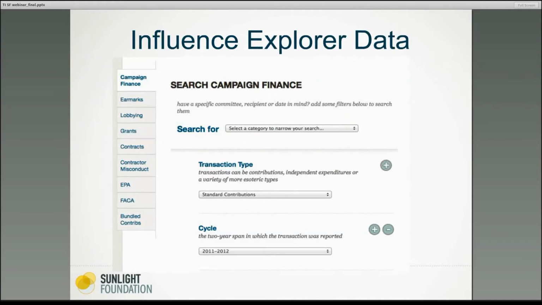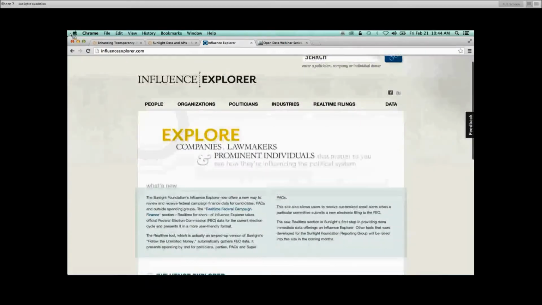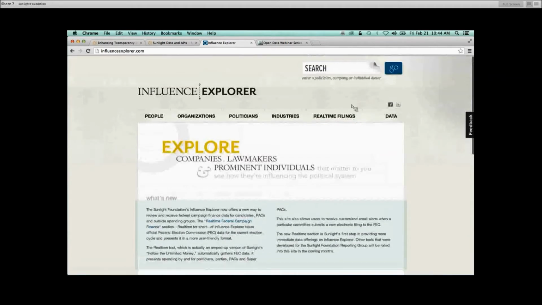As I was saying, you can download the data, and this is just an example of how you're able to do that. And I think the most important part is to just start exploring the tool and show how it actually works. So here is the tool Influence Explorer, and it's really easy to get started. You can just type in a company or an individual into the search box here. So I would just start with Exxon.